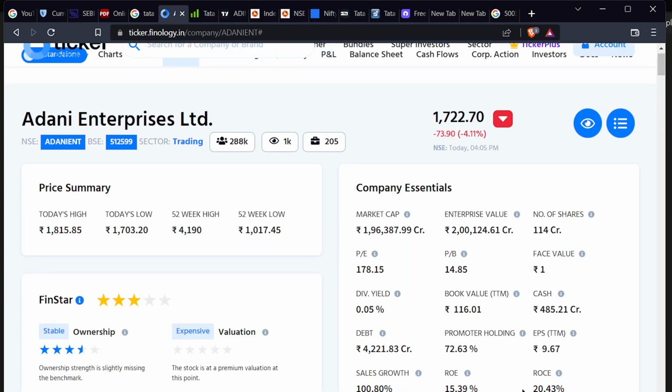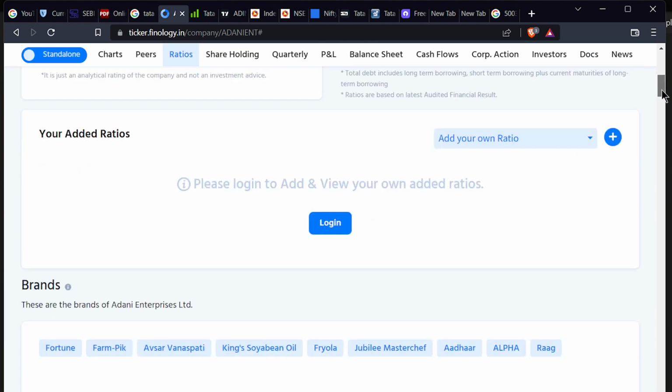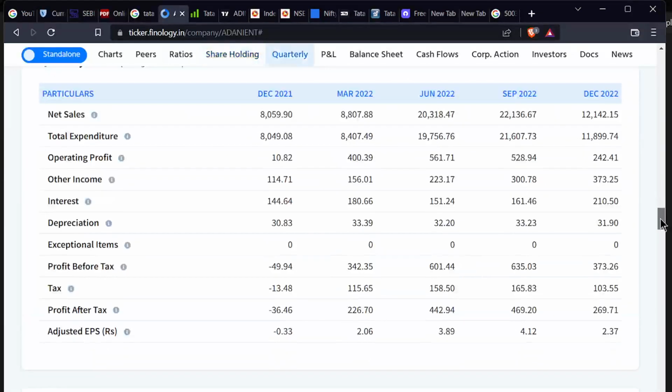Then what is ROCE? Same thing, return on capital employed. When comparing with ROE, here we add debt also. In ROE we have not added the debt, the loan. In calculating ROCE, we add debt also. Since we are adding debt, we need to take the profit before paying the interest. Here we are paying this much interest, so the profit before that means EBITDA. EBITDA, as I already told you, is operating profit plus other income.